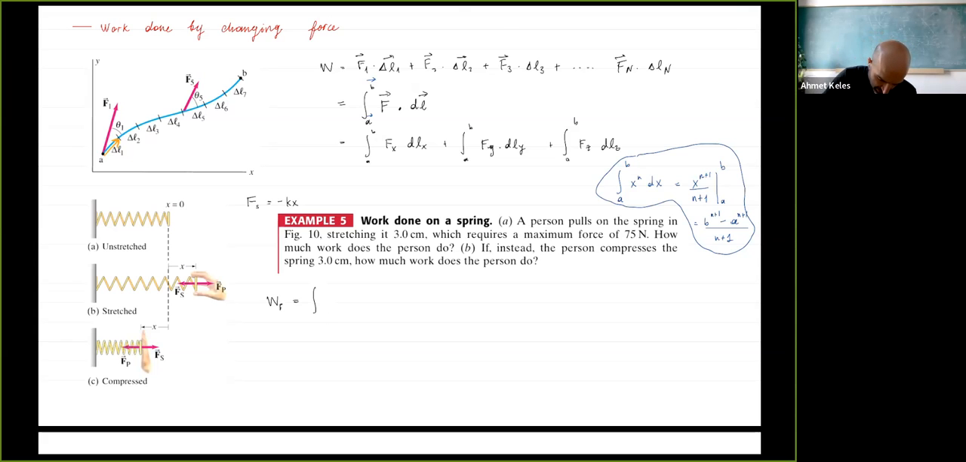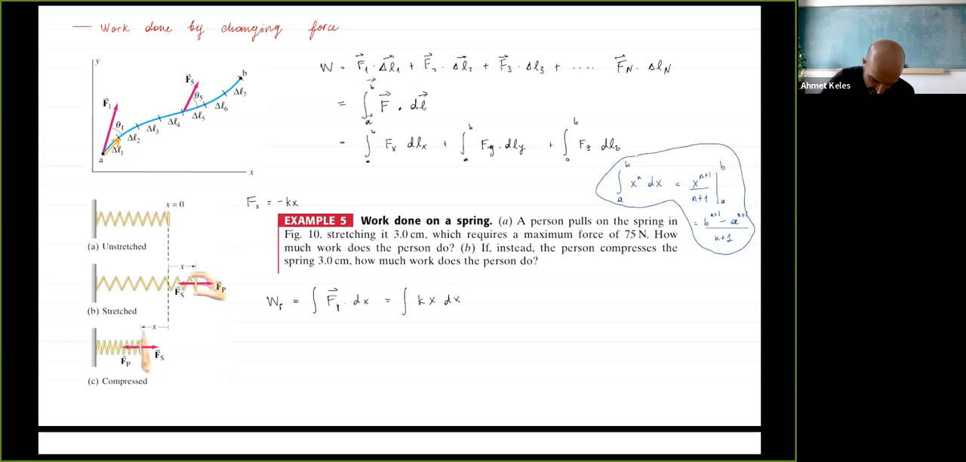This is going to be equal to F person dot dx. Since the spring is trying to pull this thing in that direction, the person should pull it in the other direction. So it's going to be plus kx. This is the force by the person times dx.